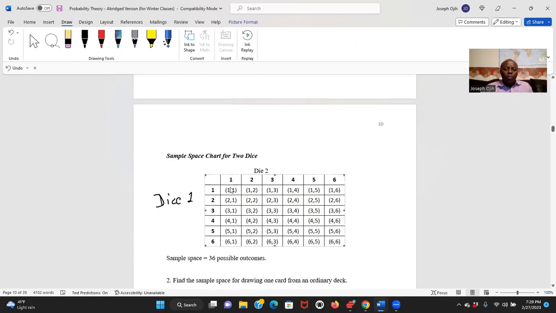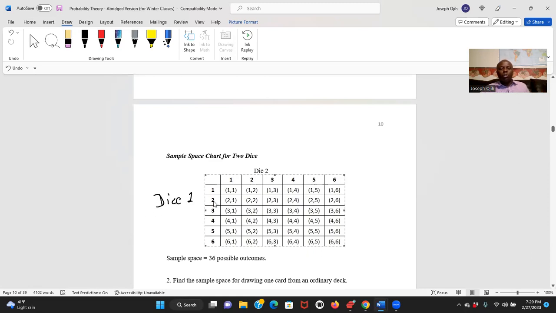Now, when you pick, it can be 1 and 1 showing on both dice. You can see 1, 1. Or it can be 1 and 2 showing on both dice, which is 1, 2. It can be 1 showing on the first die and 3 showing on the second die. That is 1, 3. 1 showing on the first die and 4 on the second die: 1, 4. Then 1, 5. Then 1 on the first die and 6 on the second die: 1, 6. So it can be any of these outcomes.